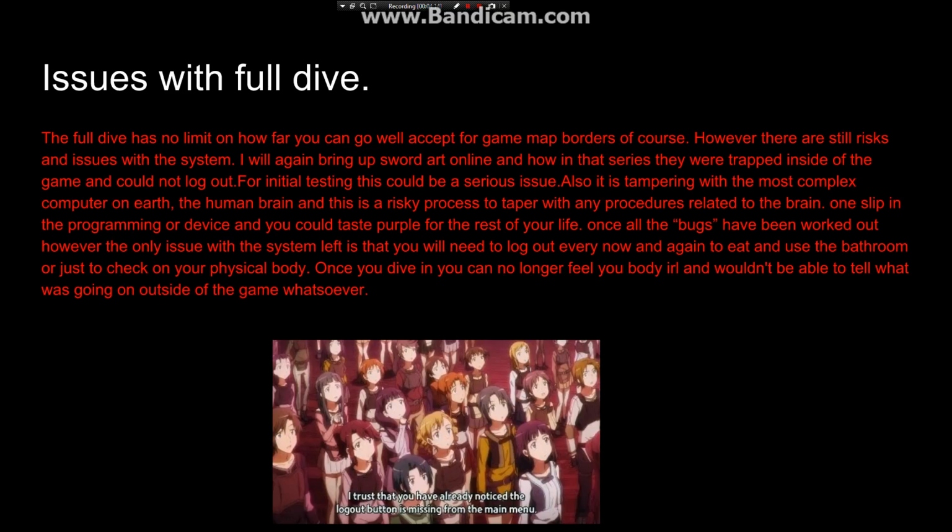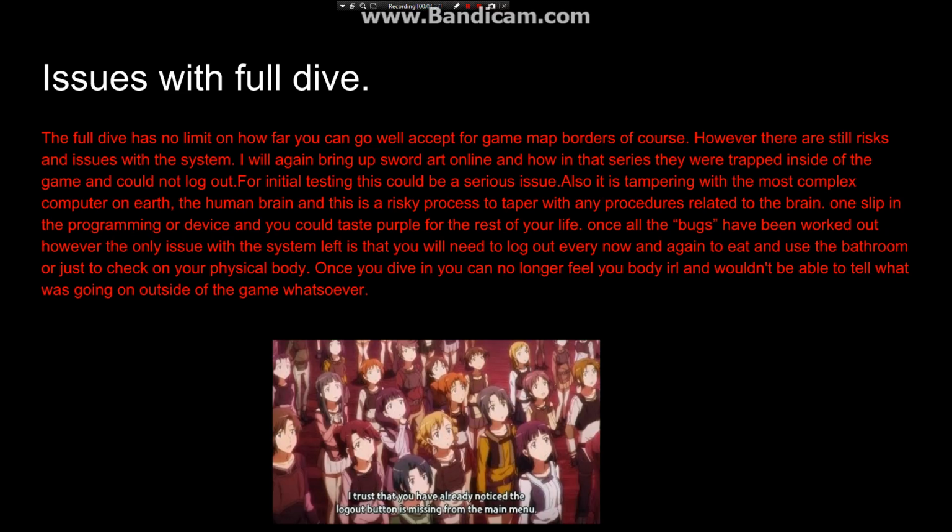For initial testing, this could be a serious issue. Not being able to log out of your game just after testing it wouldn't be fun, would it? Also, it's tampering with the most complex computer on the earth, the human brain. This is a risky process to tamper with any procedures related to the brain. One slip in the programming or the device, you could be brain damaged for the rest of your life.